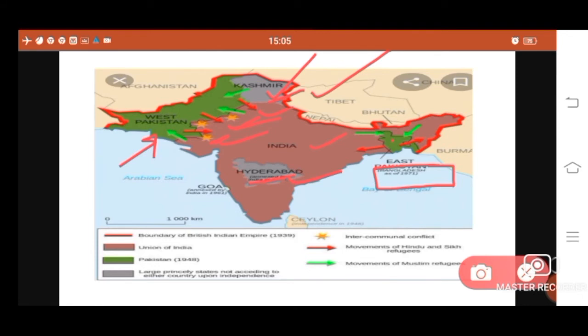And here also from East Pakistan, they were coming to West Bengal and northeastern states. And the green arrow shows the movement of Muslim refugees to Pakistan. Here you can see from Kashmir, from Punjab and from Gujarat, the Muslim community were moving towards West Pakistan. From West Bengal also and from northeastern states also, they were moving towards East Pakistan, which later became Bangladesh.